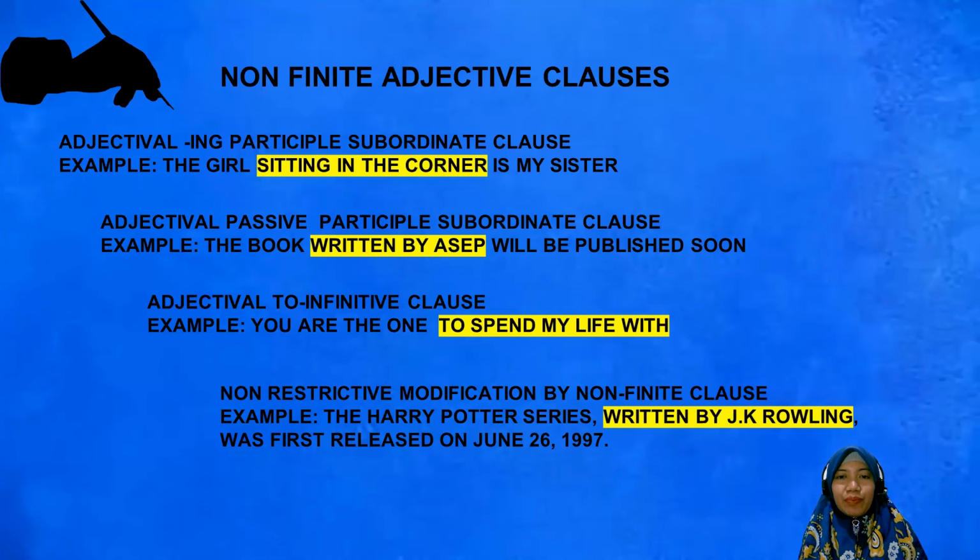In adjectival passive participle subordinate clauses, the example is, the book written by Asep will be published soon. In adjectival to infinitive clauses, the example is, you are the one to spend my life with. In non-restrictive modification by non-finite clause, the example is, the Harry Potter series, written by J.K. Rowling, was first released on June 26, 1997.